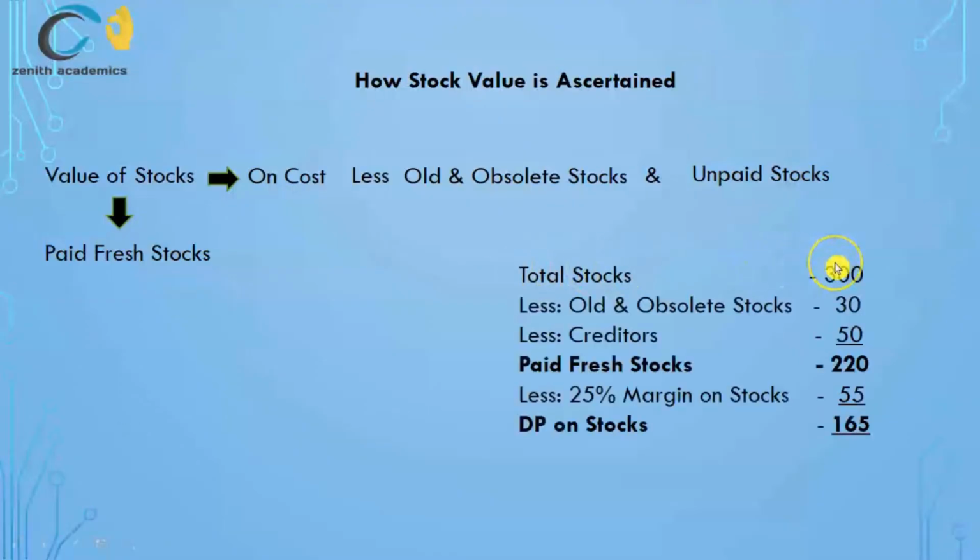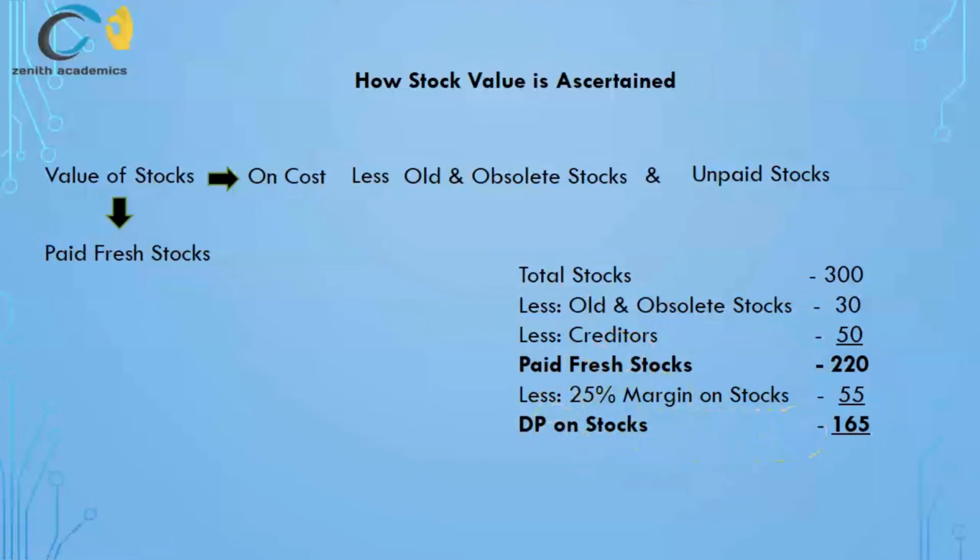Now let's take an example. The total stocks is 300. Less the old and obsolete stocks. Why? Because these old and obsolete stocks do not yield any value. Less the creditors or the unpaid stocks of 50. Therefore, you have paid fresh stocks of 220. On the paid and fresh stocks, you apply the margin on the stocks, that is 25%, and you have the drawing power on stocks, that is 165.